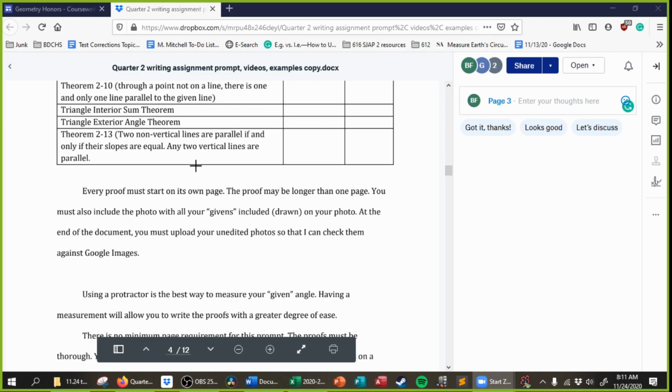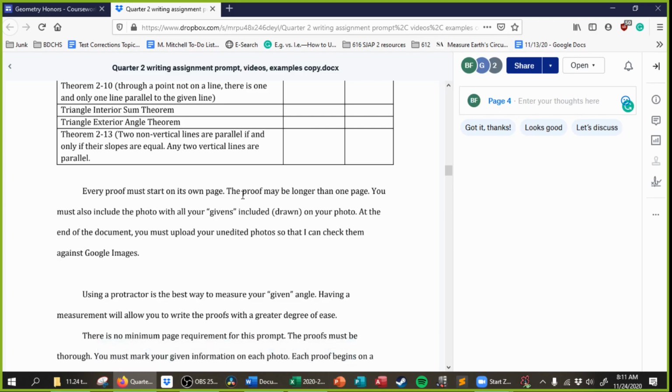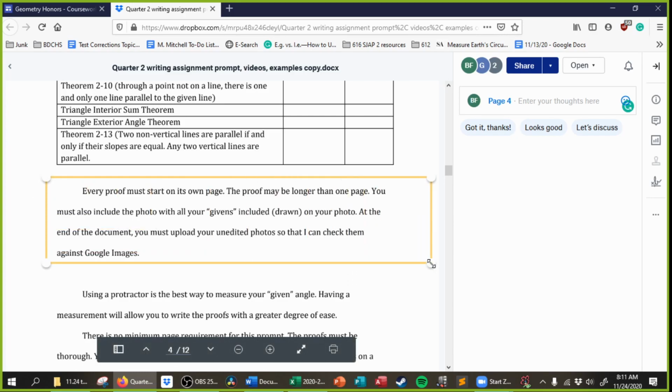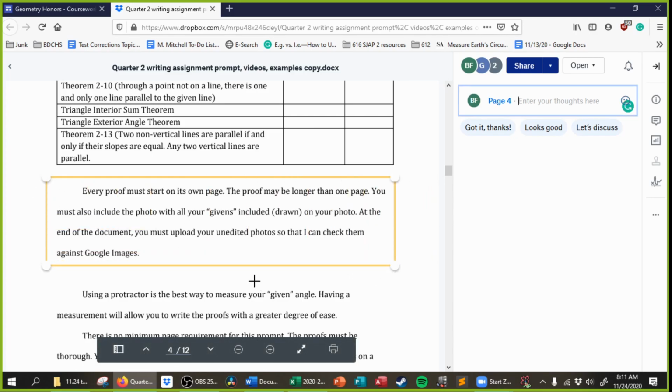Couple things before I show you the 2-column and the paragraph. Make sure every proof starts on its own page. That doesn't mean each proof is limited to 1 page. You can do a 10-page proof. Just make sure you put a page break after QED or at the end of your 2-column to make sure that you have shown me that you intended to not go any further than where you were. That was your final answer, and that's where you're staying.